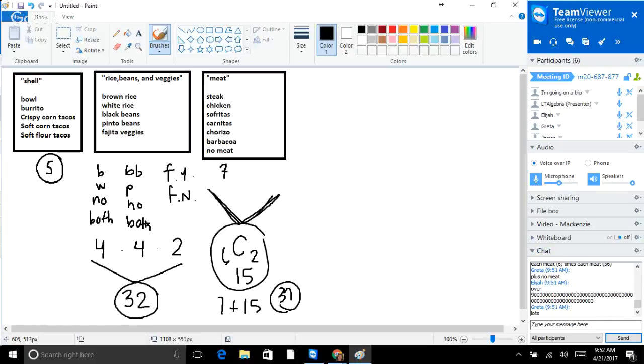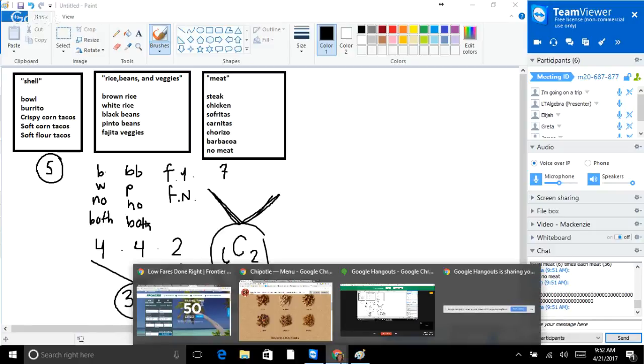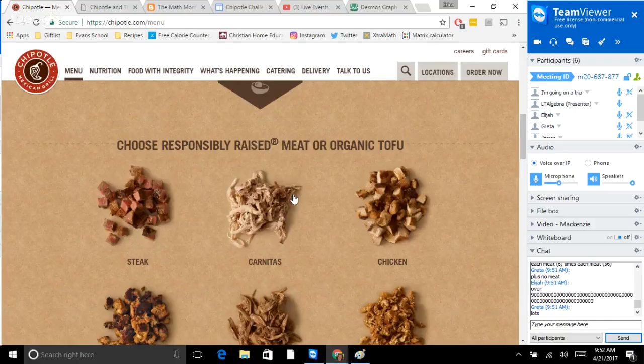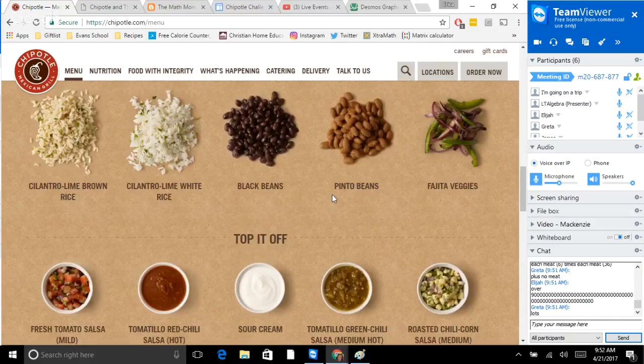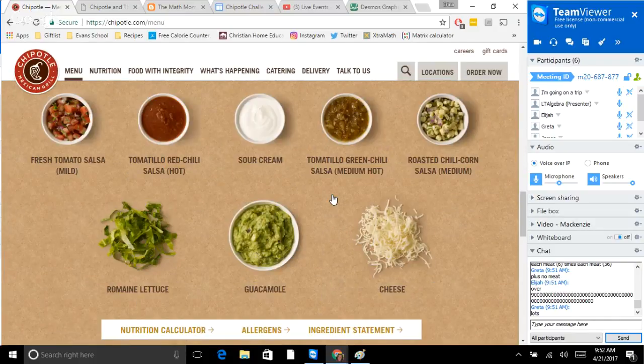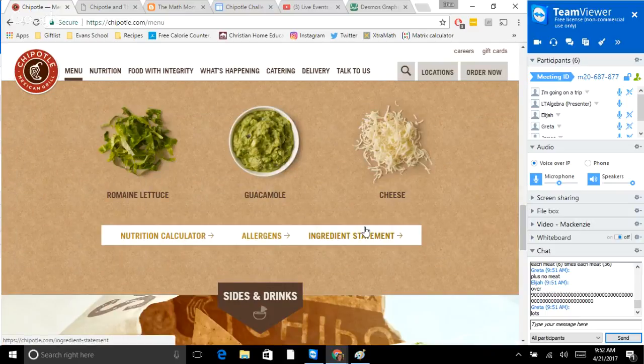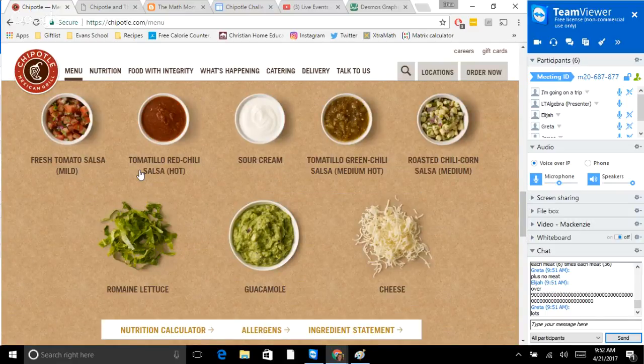So we haven't quite reached 60-some thousand flavor combinations yet, though. I mean, 6,000 is a lot, but we haven't even got to this part of the menu. So we did our responsibly raised meat or organic tofu. We did our rice, beans, and veggies, and we've got top it off. This is where you can really get crazy, right? You've got salsa, cheese, guacamole, lettuce, sour cream, and you can mix salsas, right?